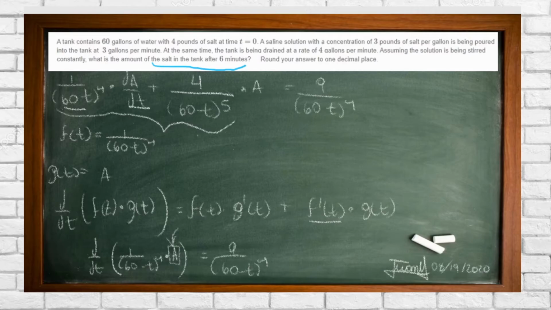So what we can do now, since we have the derivative of all of this, and what we want to do is solve for a, is integrate both sides. And when we do this, we're going to be canceling out this, and we're going to be left with 1/60 minus t to the fourth power times a, and the derivative of this portion. So let's do it.